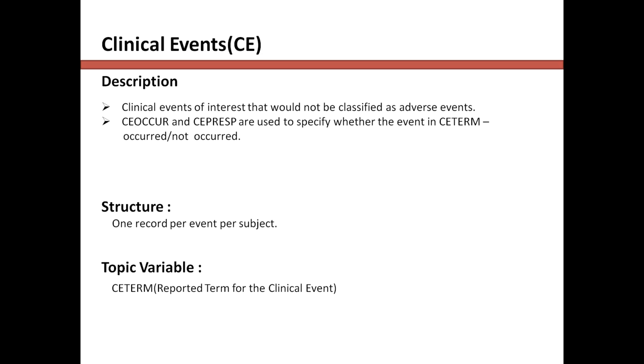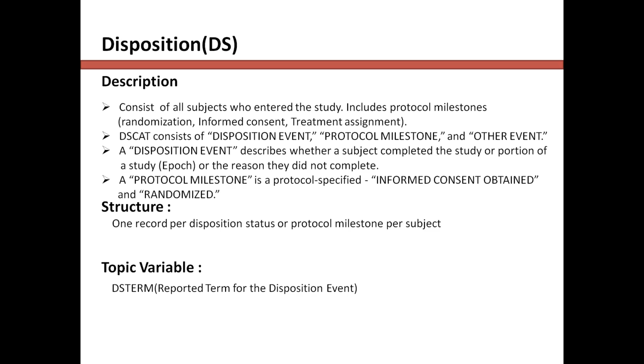The next domain is clinical events. These are clinical events of interest that would not be classified as an adverse event. The important variables in clinical events are occurrence and pre-specified. These variables represent whether the mentioned CE term occurred or not. The structure is one record per event per subject, and the topic variable is CE term, the reported term for the clinical event.